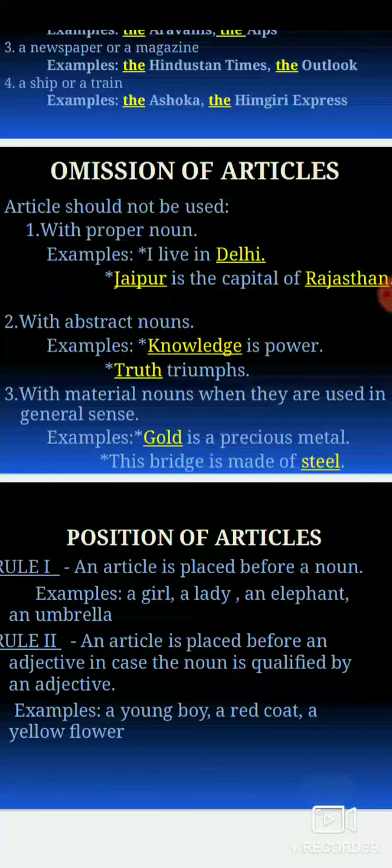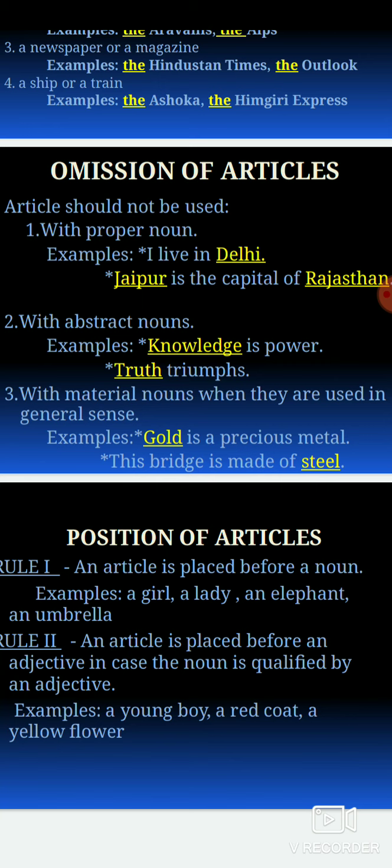Now, omission of articles. Articles should not be used with a proper noun. Examples: I live in Delhi. Jaipur is the capital of Rajasthan. Here we cannot use articles. Like we cannot write, I live in a Delhi, I live in the Delhi, or I live in an Delhi. It cannot be used here.